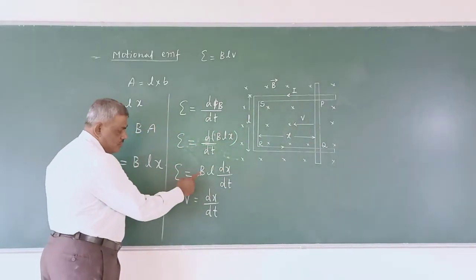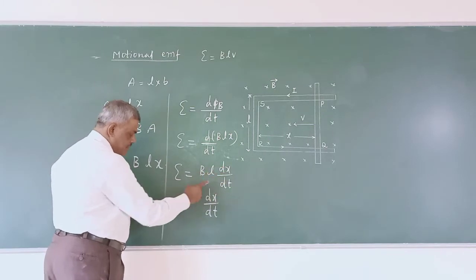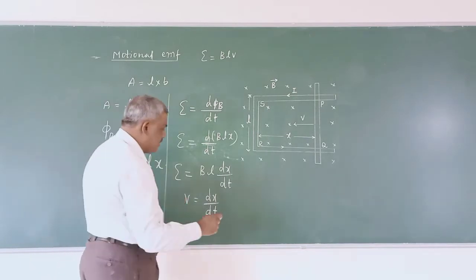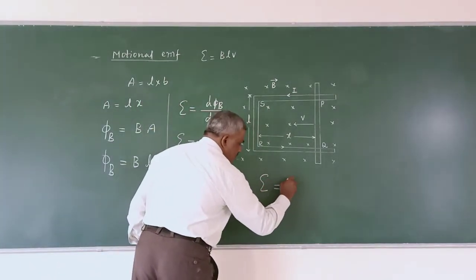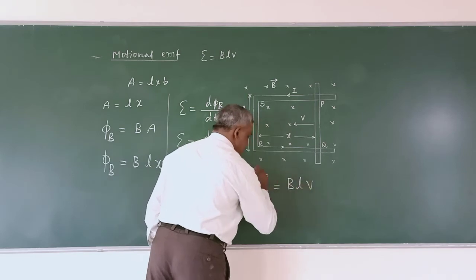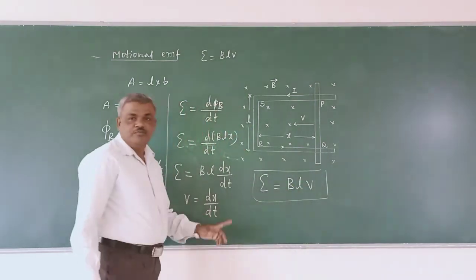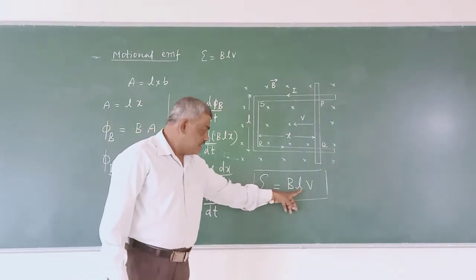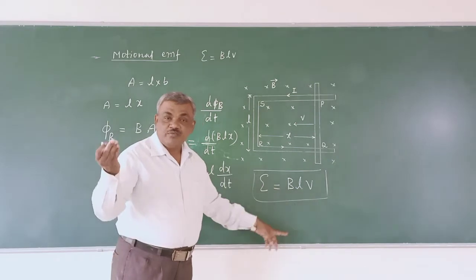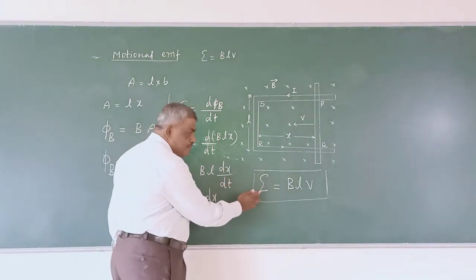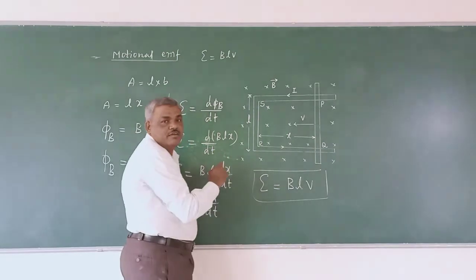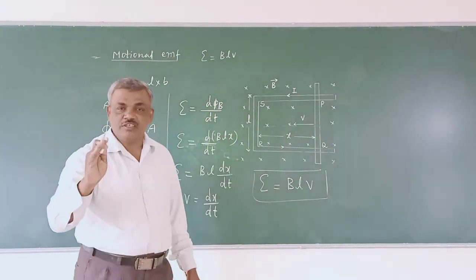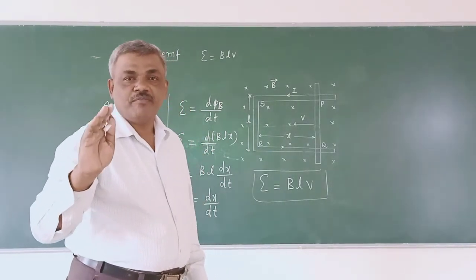So now E equal to B L dx by dt. Since v equal to dx by dt, v is the velocity of the conductor. Finally, E equal to B L v. E is the motional EMF, B is the magnetic field, L is the length of the conductor, v is the velocity of the conductor. The EMF induced in a conductor moving in a plane perpendicular to the direction of the magnetic field is called motional EMF.